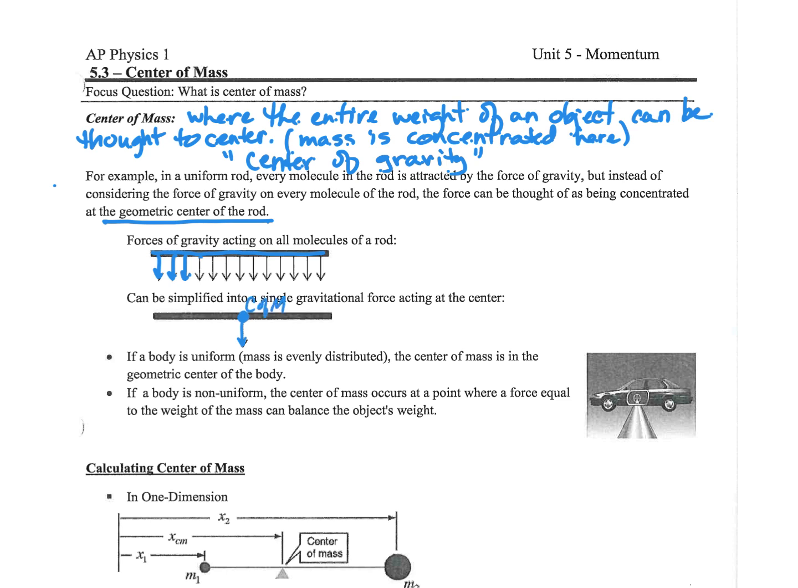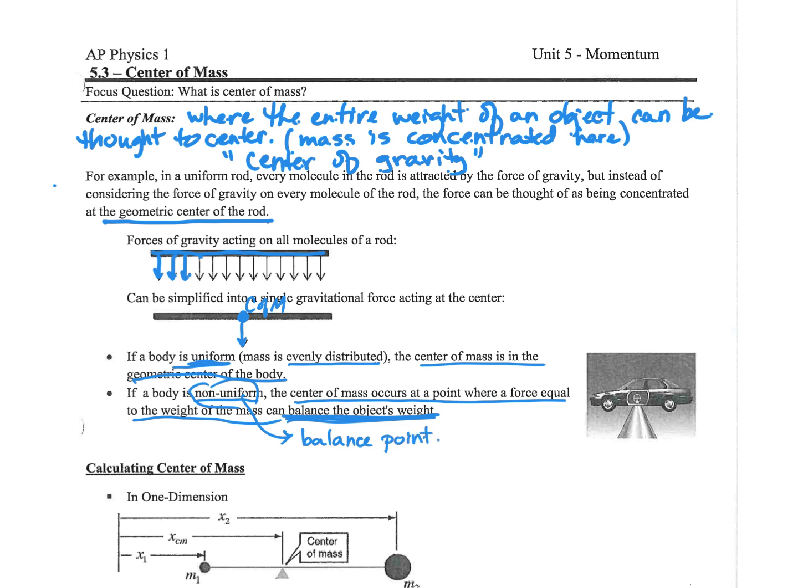Now that's only in the geometric center if the mass is uniform. In other words, it's evenly distributed. Then you find the center of mass is at the geometric center of the body, okay? If the body is non-uniform, then the center of mass is at a point where a force equal to the weight of the mass can be balanced. That's why sometimes we call it center of gravity. It would be the balance point. So for non-uniform, we're going to say it's the balance point. And this is what we'll be finding, because when we do our little lab, it's an easy little lab, but it's kind of interesting and fun. That's the point at which we will be finding the balance point, or that center of mass.